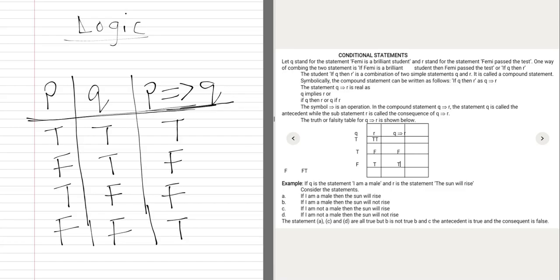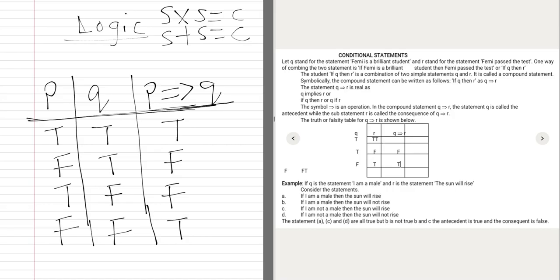So here in mathematics also, the combination of two simple statements, simple plus simple, will give us a compound statement. So that is what we mean by compound. So if Q, then R. If Femi is brilliant, then he passed the test.